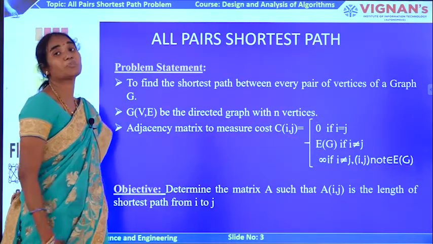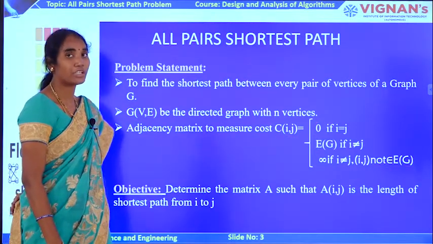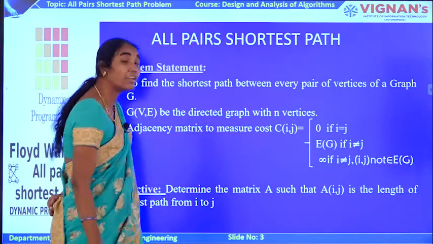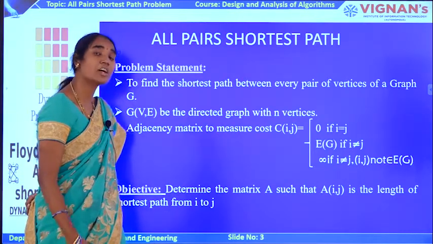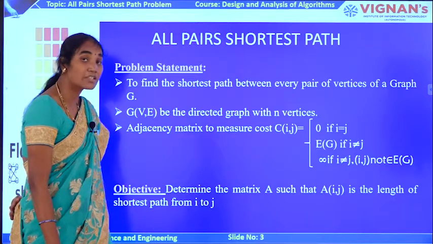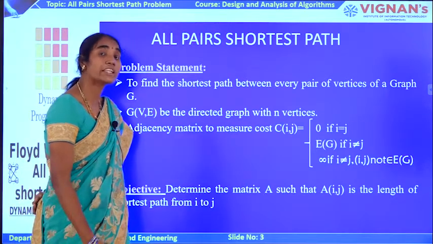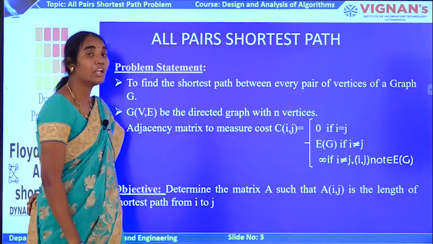Objective: the main objective of the all-pair shortest path problem is to determine the matrix A. So, in terms of a matrix, we want to showcase the shortest distance between each and every pair of vertices in the given graph.